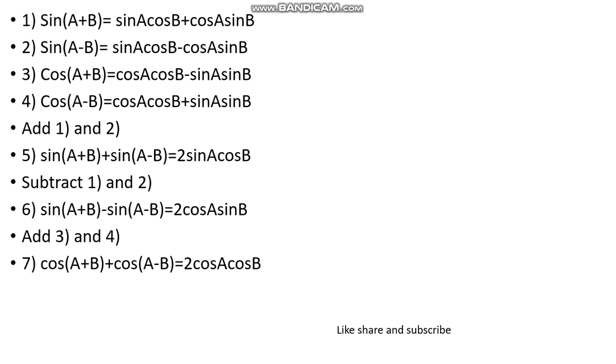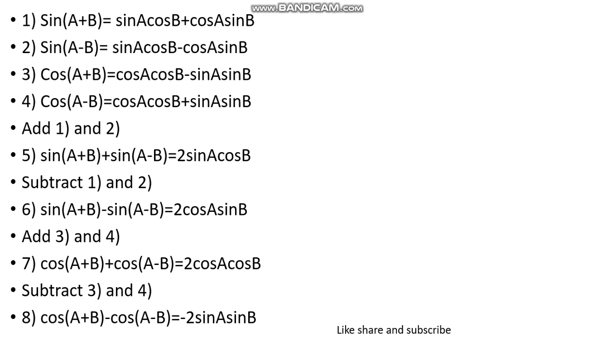On subtracting 3 and 4, you'll be getting cos A plus B minus cos A minus B. When you subtract, the first one will cancel. This is a minus sign, and this one also will become a minus sign. So you will be getting minus 2 sin A sin B. These are very important identities. If you have the left side, we can write the right side.